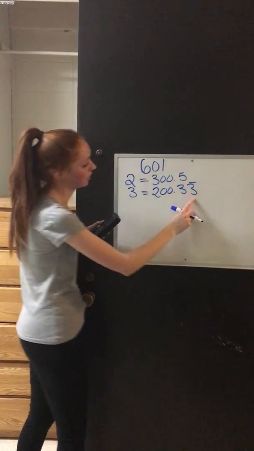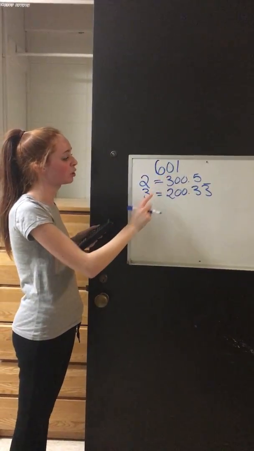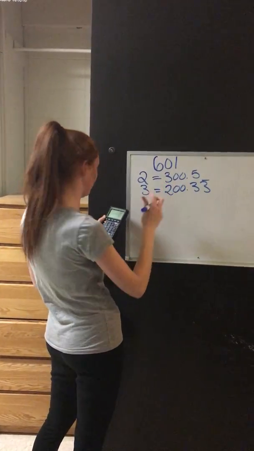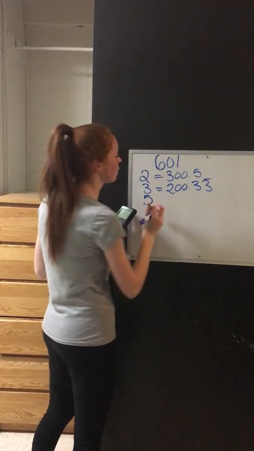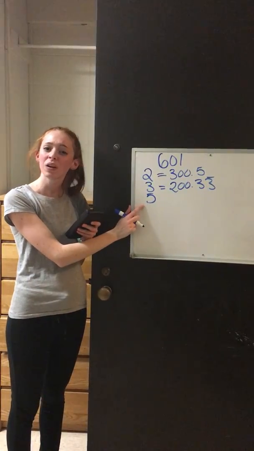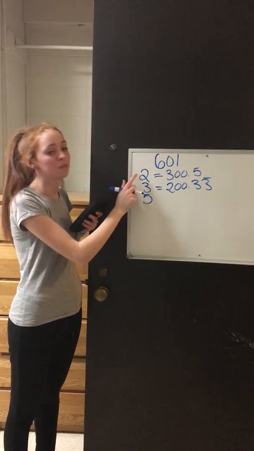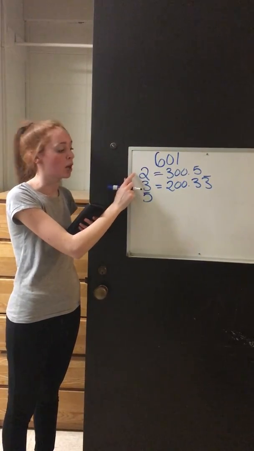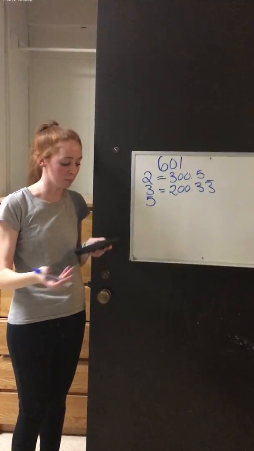And this gives us a repeating decimal. So this means that 601 is not evenly going to be divided by 3 because it gives us a repeating decimal. Now we could move on to 4, but we're going to actually move on to 5 because 4 is divisible by 2. And so that means that whatever you do to 2 is going to happen to 4, since 4 is a composite number.